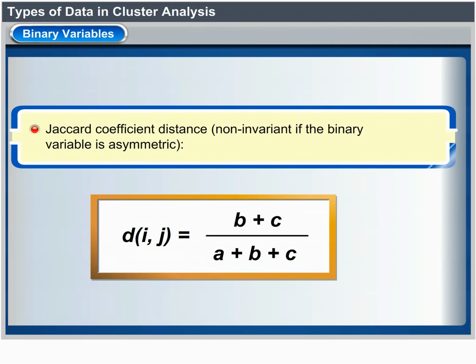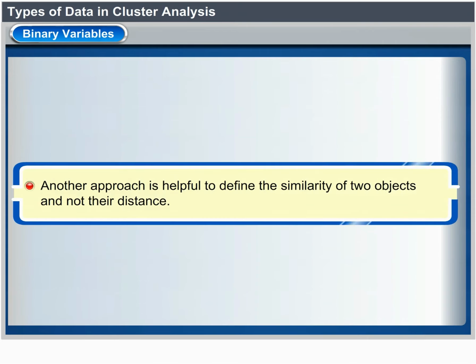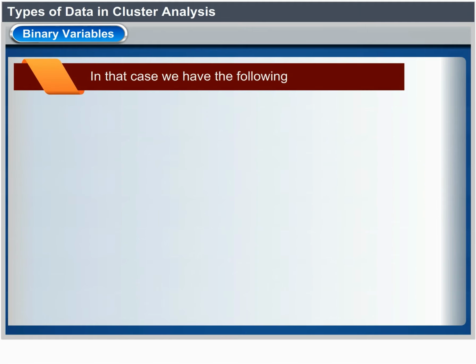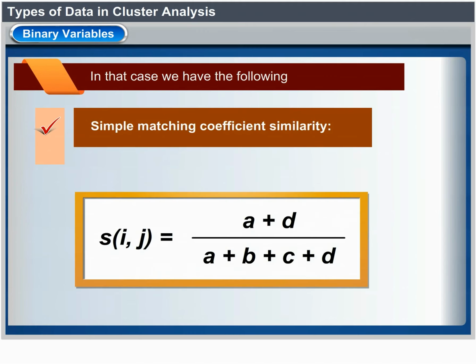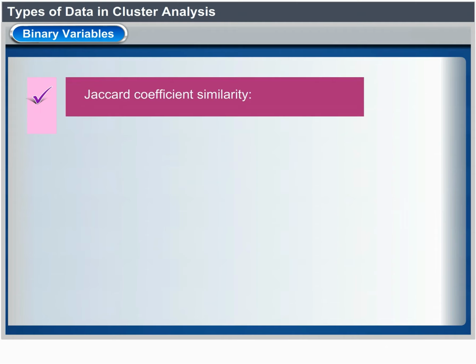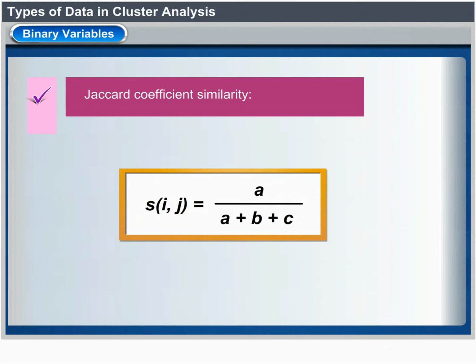Another approach is to define the similarity of two objects and not their distance. In that case, we have the following. Simple matching coefficient similarity: s(i,j) equals (a plus d) over (a plus b plus c plus d). Jaccard coefficient similarity: s(i,j) equals a over (a plus b plus c). Note that s(i,j) equals 1 minus d(i,j).